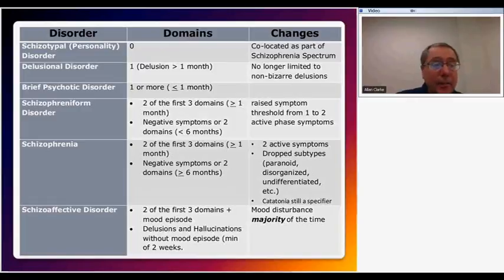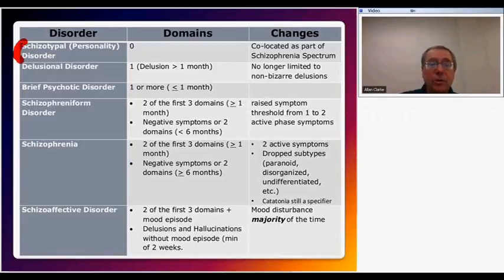Now, one of the things that's interesting, I should make the comment, schizotypal personality disorder is now co-located both within the chapter on personality disorders, but also with the schizophrenia spectrum disorders. And the reason for this is, as a personality disorder, there seems to be a close connection between it and schizophrenia, that individuals with this type of personality may be more likely to move on to develop full-blown schizophrenia. So they've co-located it there. But again, it has none of the domains. It just has that odd behavior and that difficulty with interpersonal relationships.